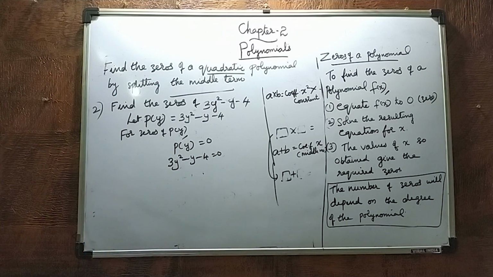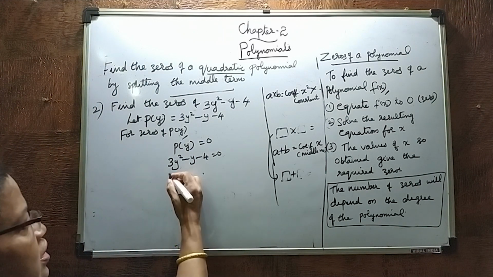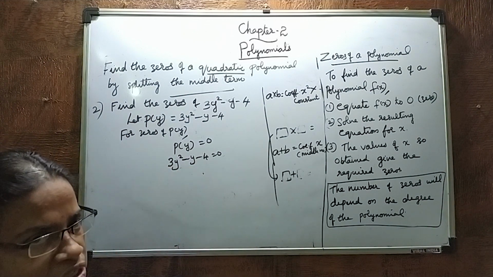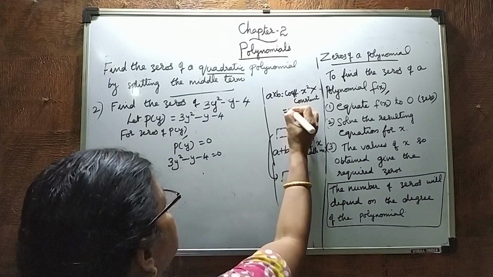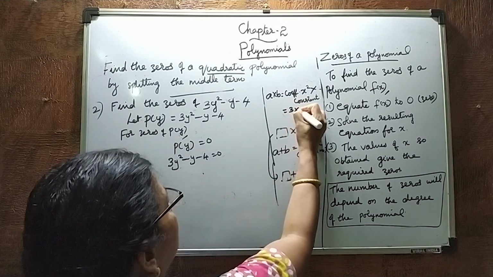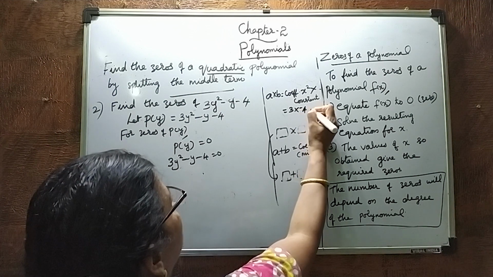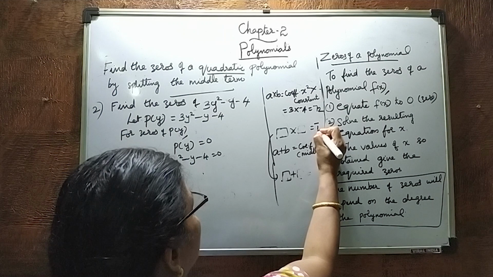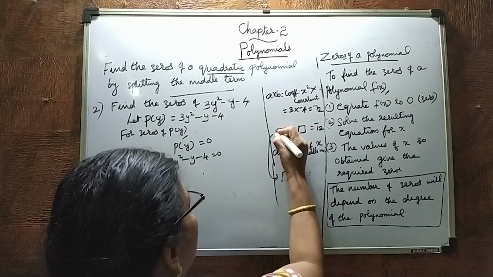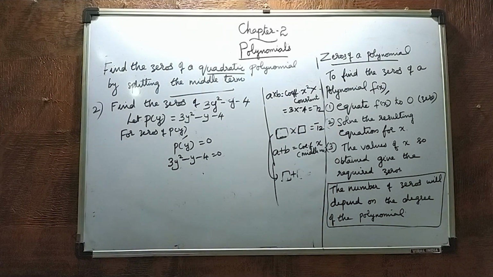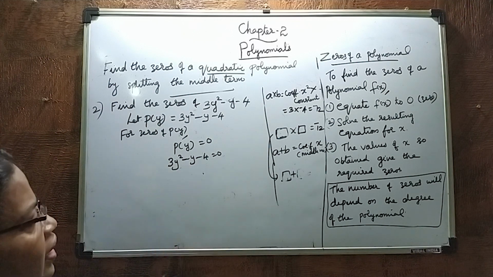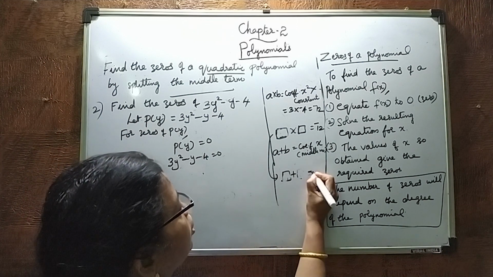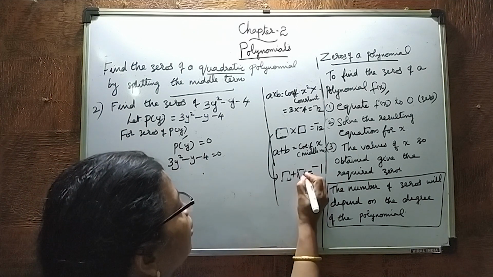You have to find out the coefficient of x square into the constant. That means it is 3 into negative 4. We'll get the answer negative 12. So you have to get the answer negative 12. And then in the middle it is negative 1. So a plus b, you have to get the answer negative 1.